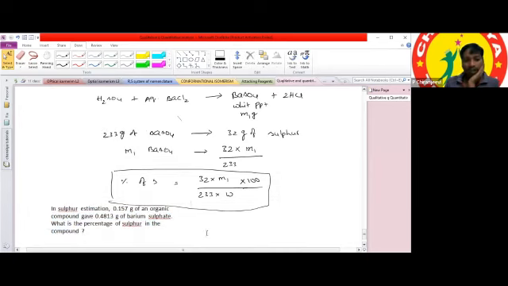Here they have given one question. In a sulfur estimation, 0.157 grams of the organic compound gave 0.4813 grams of barium sulfate. What is the percentage of sulfur in the compound? Can you please note down this question and solve it.